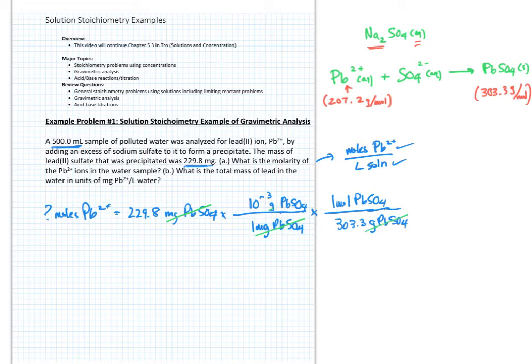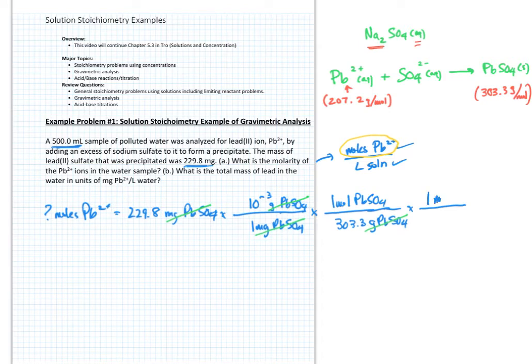Grams PbSO4 cancels grams PbSO4. I have moles lead sulfate, but I want moles of ions from the water, not the precipitate. So I need to convert this into moles of ions. So this is going to be times, from the balanced equation, if we look back here, we notice they are in a 1-to-1 ratio. 1 mole PbSO4 for every 1 mole of Pb2+. Remember, that's not always going to be the case, but in this particular case it is.